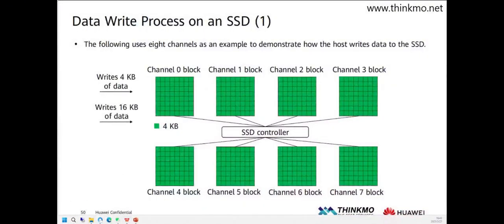Hi everyone. Today we will continue to look at the content of HCI-Storage. Today we will specifically look at how data is written into solid-state drives.